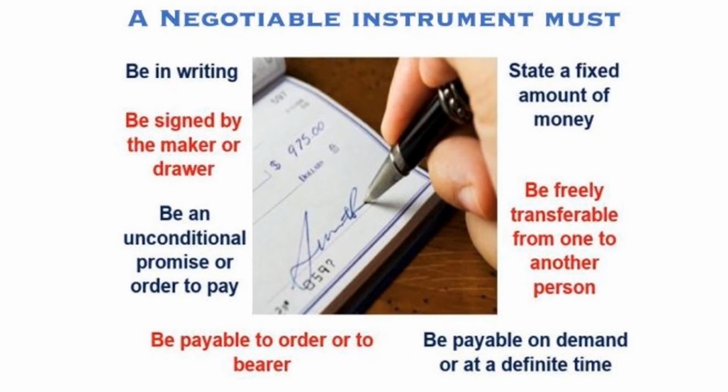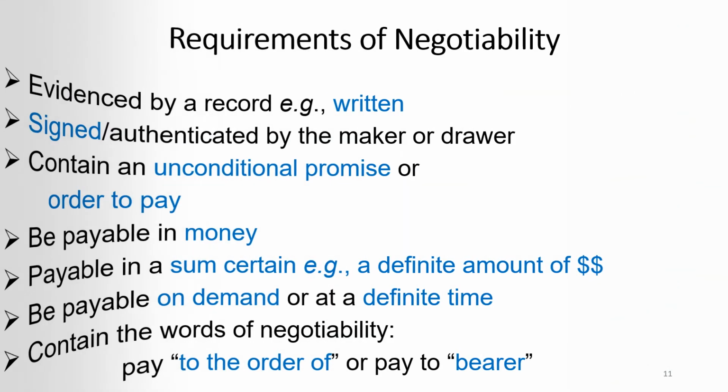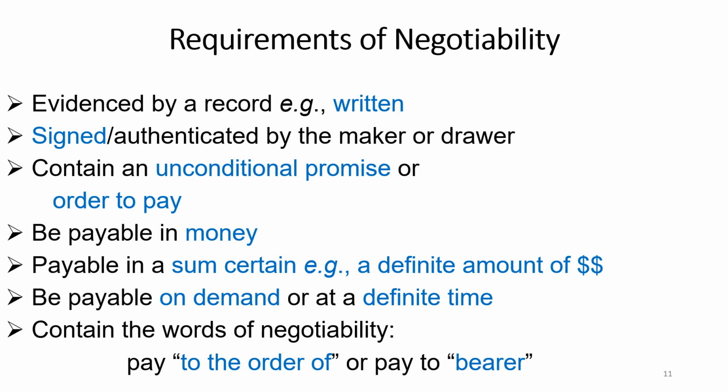Now, we've talked about the two types of instruments that can be negotiable. Well, what do they have to have in order to be negotiable? Several things that we're going to take a look at. The requirements of negotiability. So what must the instrument contain in order to be considered negotiable? First, it must be in writing. Evidenced by a record, that means in writing.